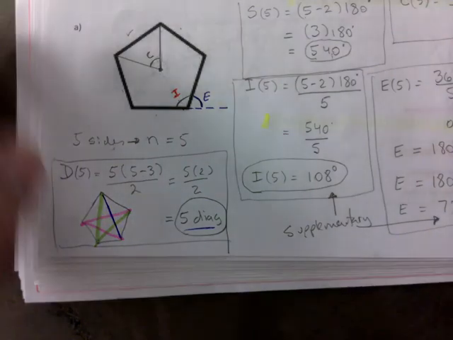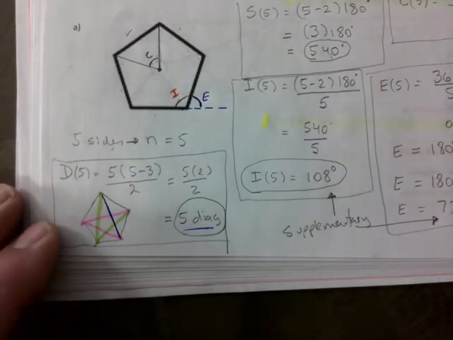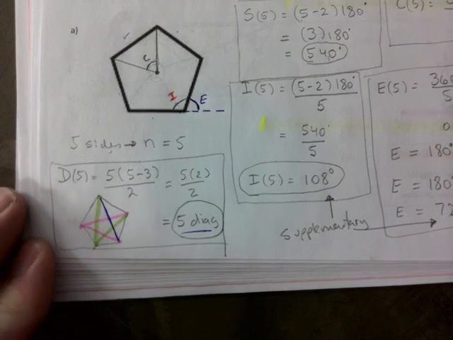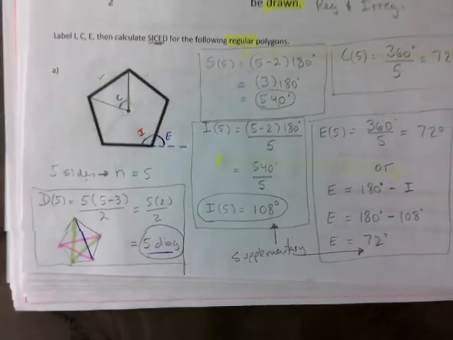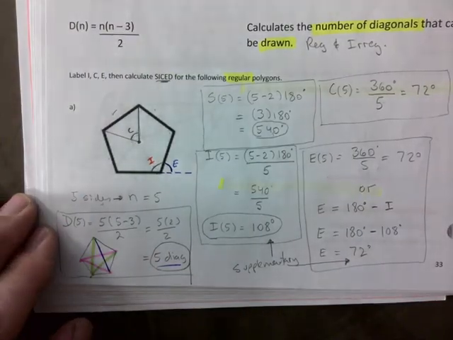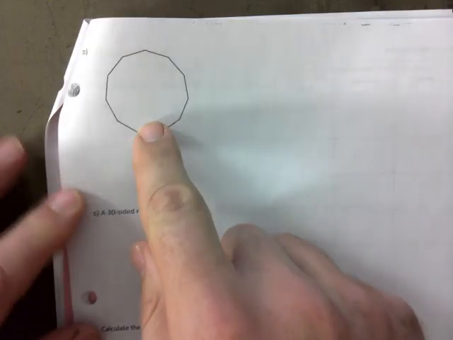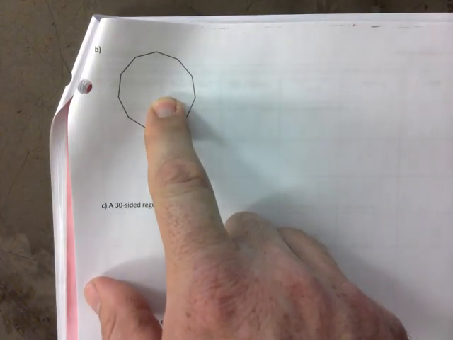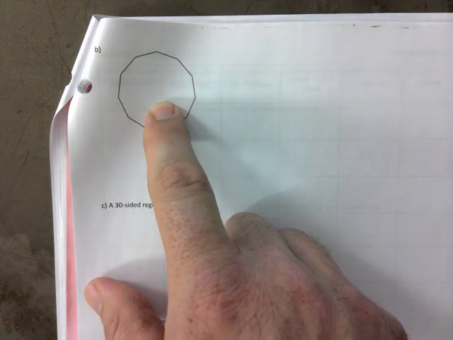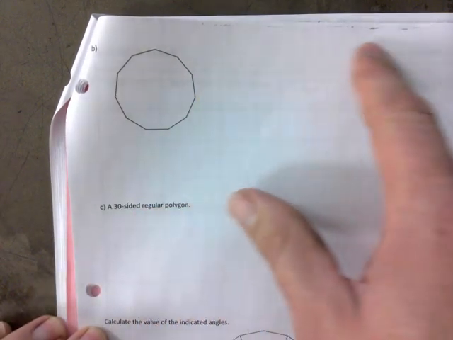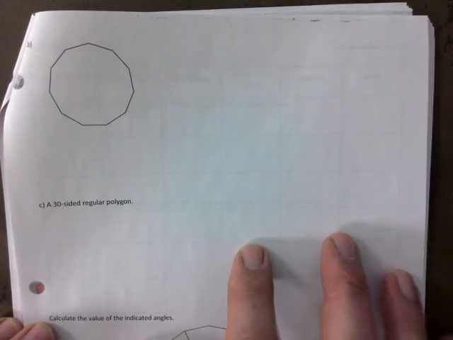I want you to try this for a bit. Okay. Do you know how to use these formulas? I hope that one example is enough. So let's go to page 34. And I want you to label SICE. Okay, so one interior, one exterior, and one central. And then I want you to calculate the values of all of those angles, SICED, for this particular shape, okay? And then we'll continue.